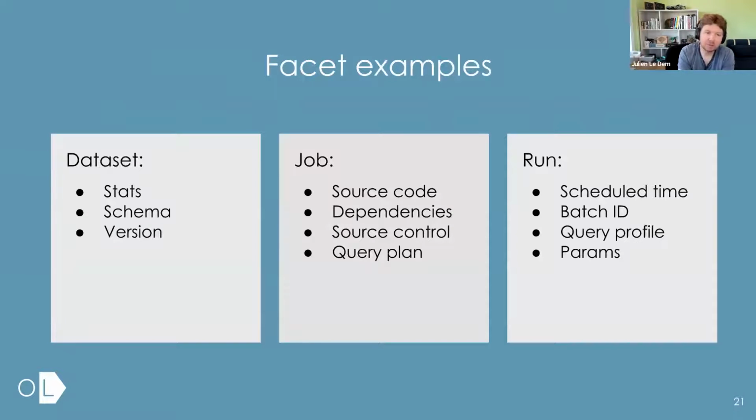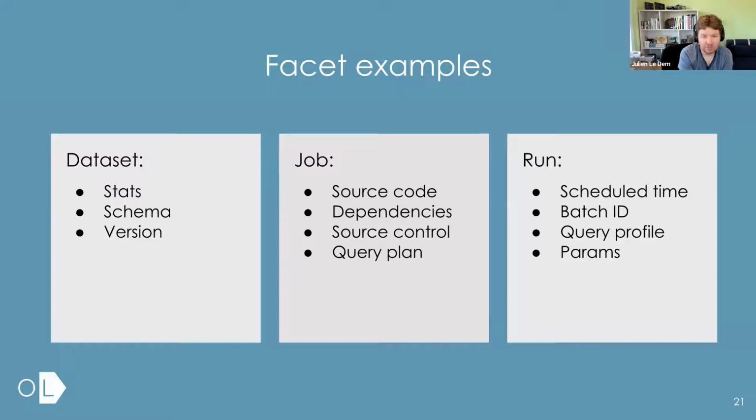So some examples on the dataset: for example, you might capture data quality metrics or statistics, like how many rows were written by this run in this dataset. You can capture the schema of this dataset, and that can be different depending on whether it's a table in a warehouse or a file in a bucket. You may capture the version. If you're using Iceberg or something similar, you can capture the actual version you were consuming or producing. On the job, you might have the version of the source code.